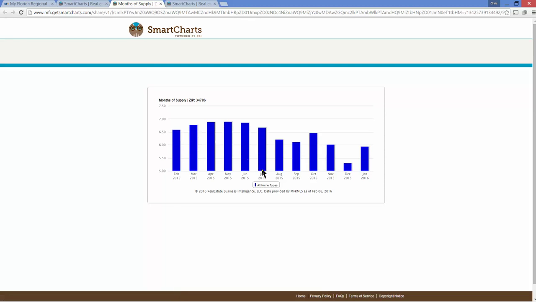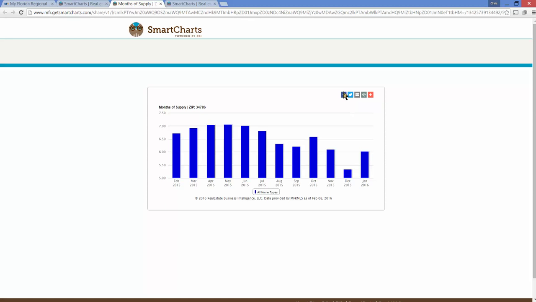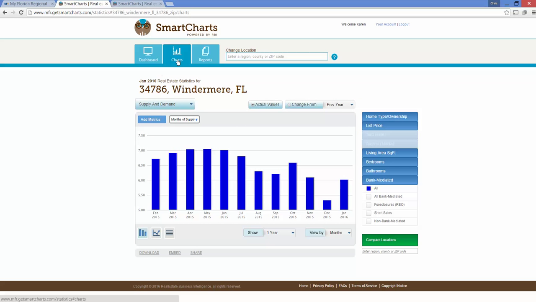And finally, I can share. If I share, I can do it through social media, through email, or print. So that is the Charts tab under Smart Charts.